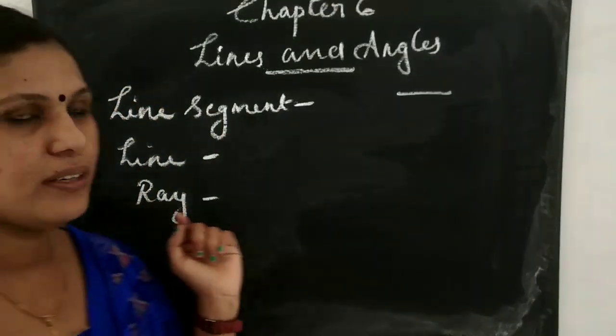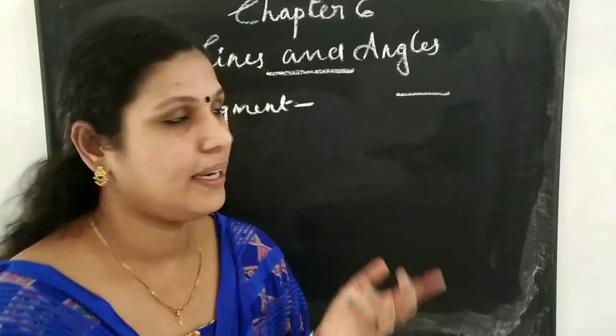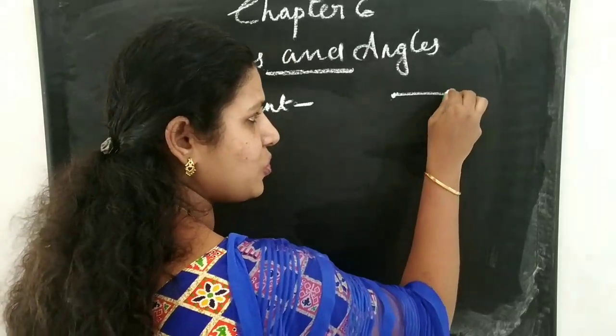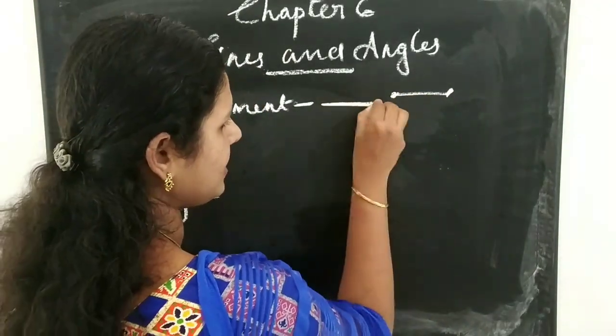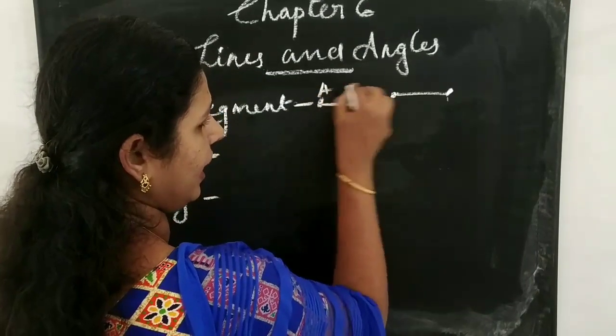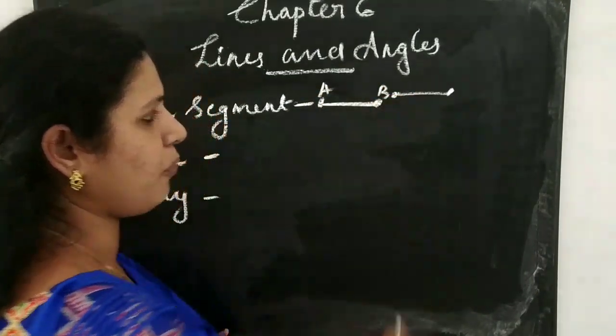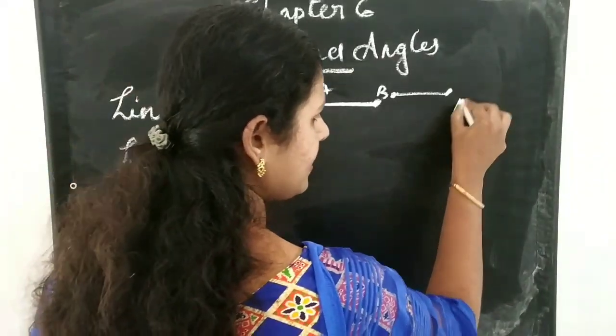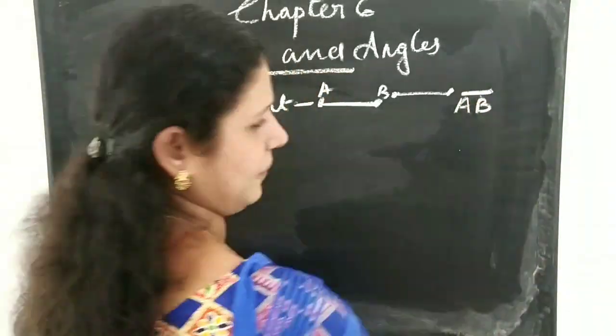What is a line segment? A line segment has two endpoints, like this. See this A, B, it has two endpoints. Two fixed endpoints. And this is symbolized by A, B.